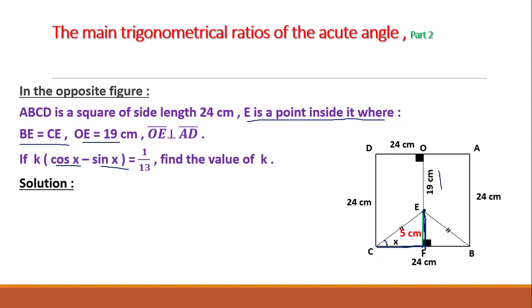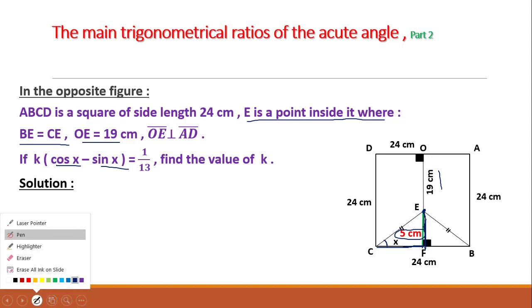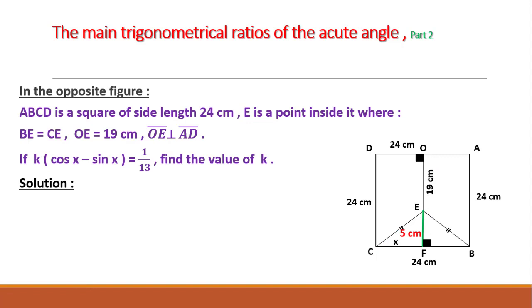Okay, the opposite side is 5. Why? Because this line is 24, and 24 minus 19 equals 5. So this part, the green part here, is 5 centimeters. Now we still need CF and EC. This side is 24.